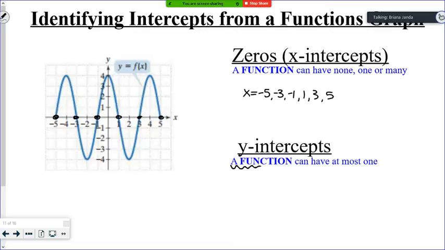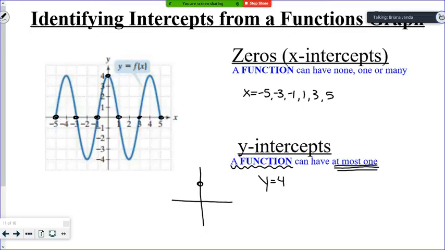Y-intercepts for a function specifically can have at most one. At most one, okay? In this particular picture, if I go up my y-axis, the y-intercept is up here at 4. Why is that a thing? Because if I had more than one, it fails the vertical line test. That's exactly why.